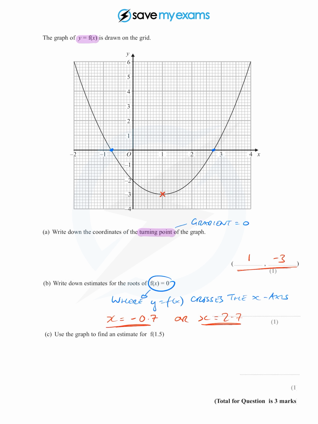There we go. Now, we're next asked to use the graph to find an estimate for f of 1.5. Okay, well, here is 1.5, and we just use the graph to read off the graph. I was going to say up, but actually it's down, isn't it? And then we read across to there.